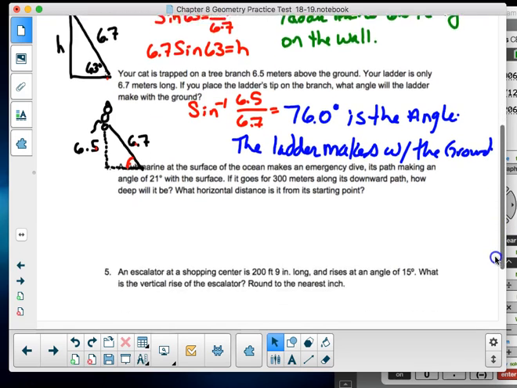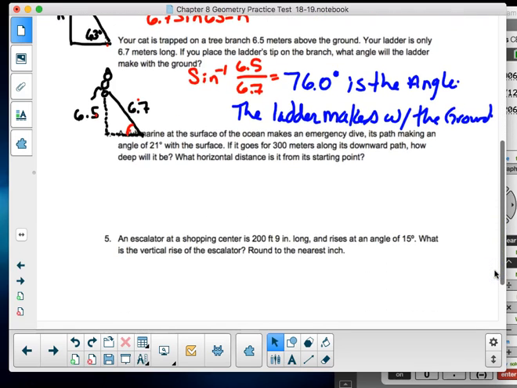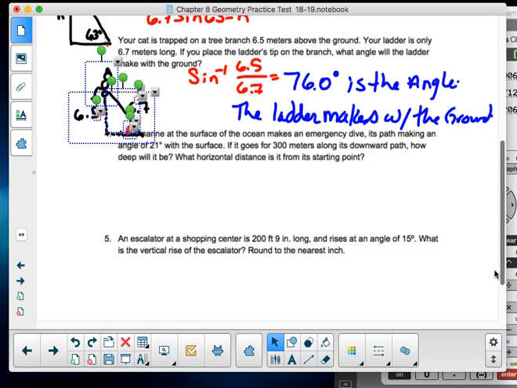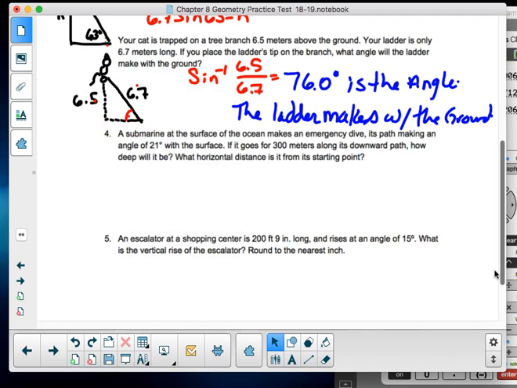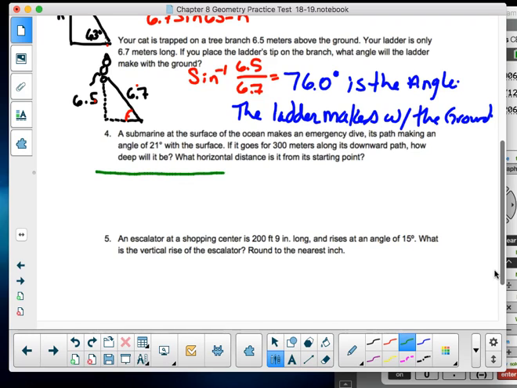Now, in our next one, we'll move this stuff around here. I'll slide that up. Maybe. A submarine is at the surface of the ocean, makes an emergency dive. So we're at the surface of the ocean. Our sub makes an emergency dive.